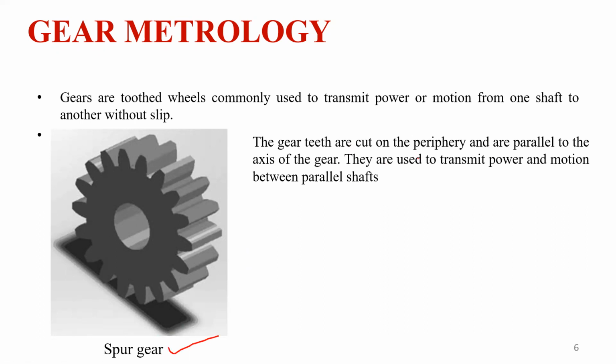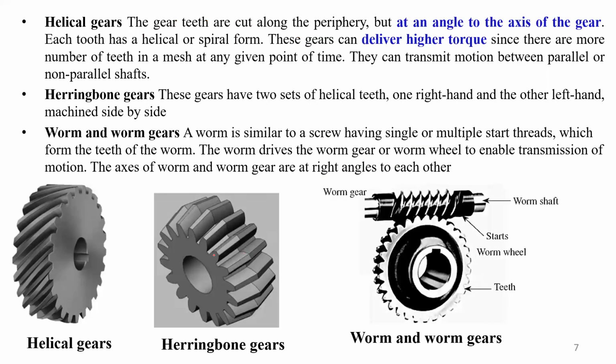The first gear is the spur gear. In a spur gear, the teeth are cut on the periphery of the gear blank, and these teeth are parallel to the axis of the gear. This can be used to transmit power or motion from one shaft to another shaft, which are kept parallel to each other. So when we want to transmit power and motion between two parallel shafts, we use spur gears.